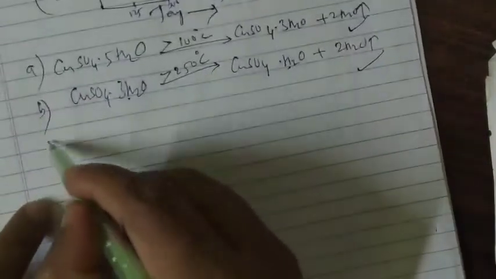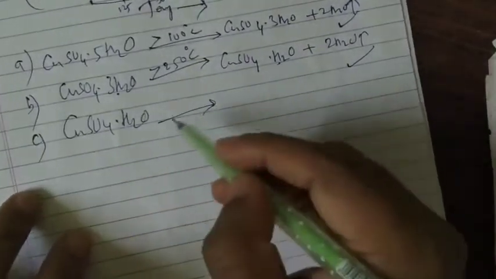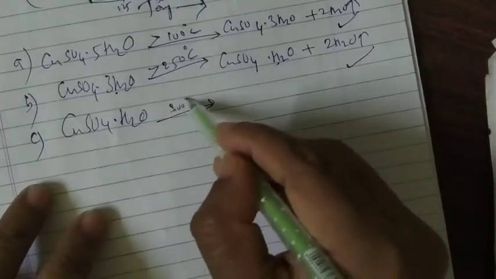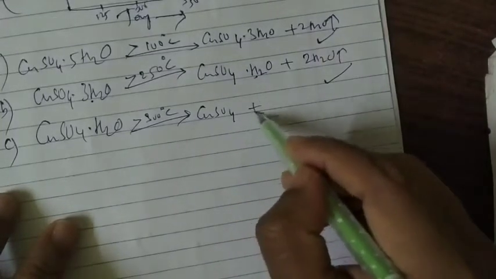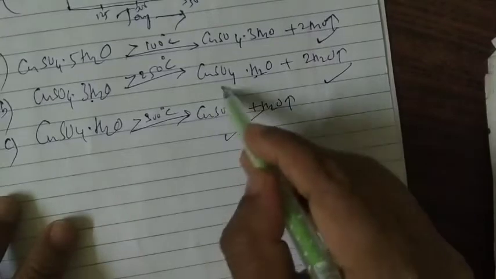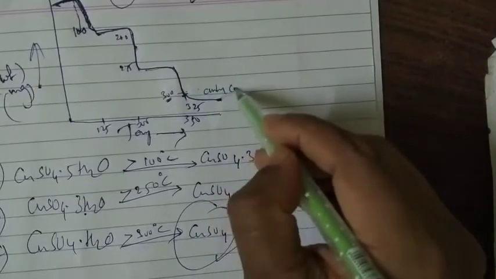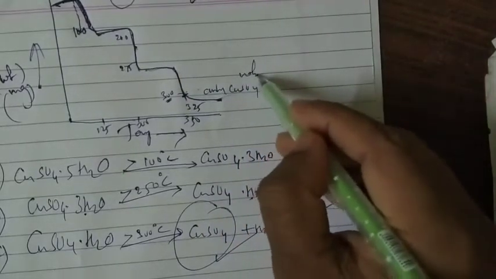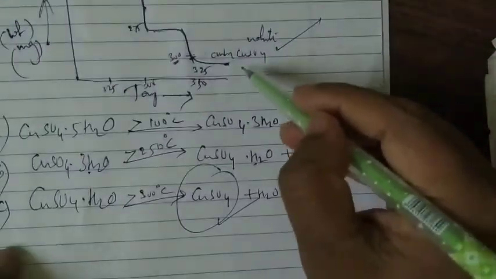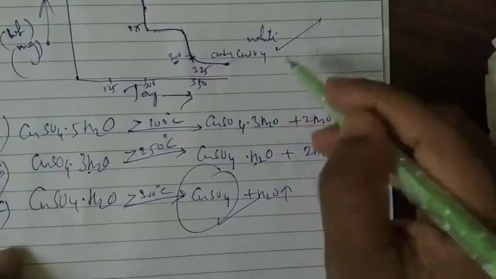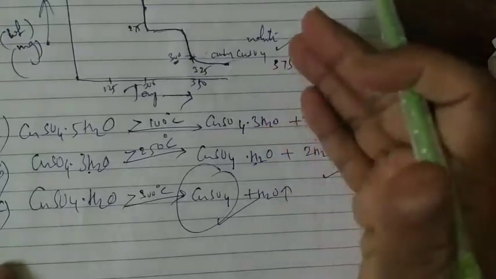So if I take it as C here, the last case is CuSO4.H2O. In the C case, if you heat above 300 degrees centigrade, you are going to get anhydrous copper sulfate, plus H2O going out. So I can write here CuSO4, there is no water, and you get a white colored powder. This was blue color, and you are ending up with white colored powder here. So the whole water is out. This is going to form around 375 degrees centigrade. See, this is how the TGA helps us.